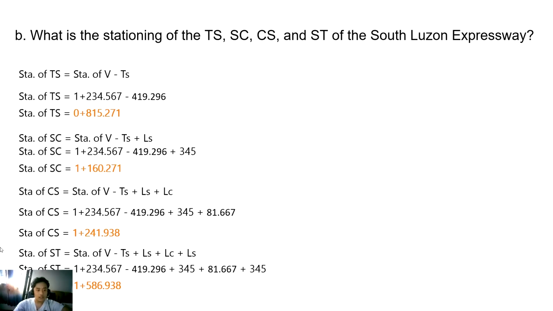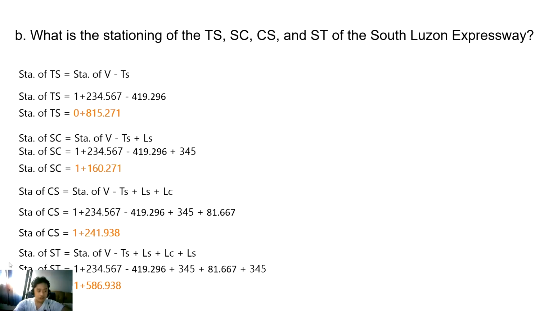So, for station of CS, we're going to use station of SC or station of B minus TS plus LC. Tapos, i-add natin sila sa LC. So, 1 plus 234.567 minus 419.296 plus 345 plus 81.667, and we'll get 1 plus 241.938.